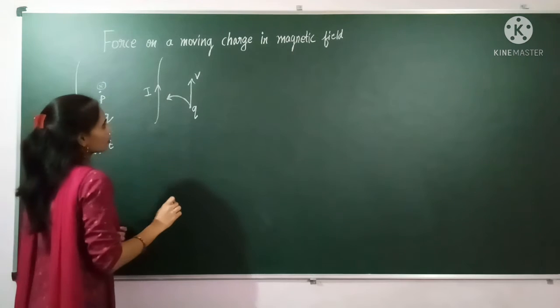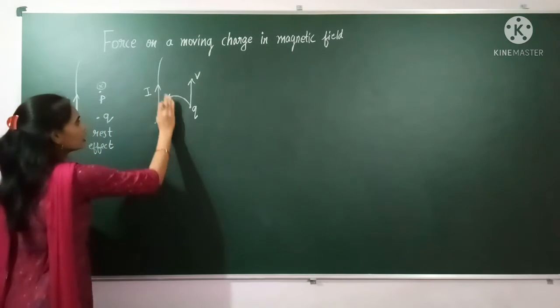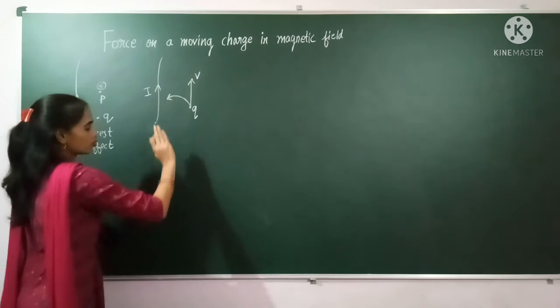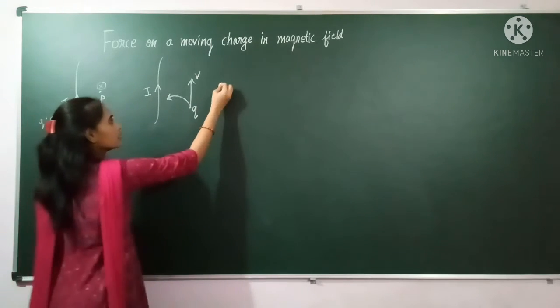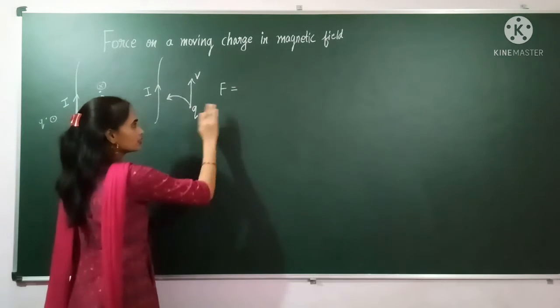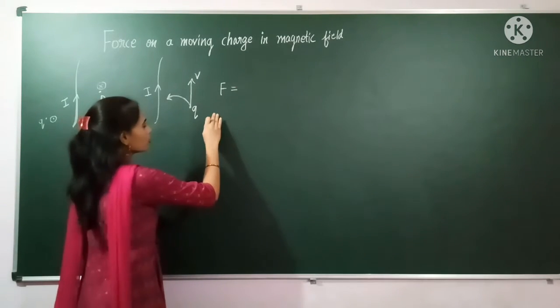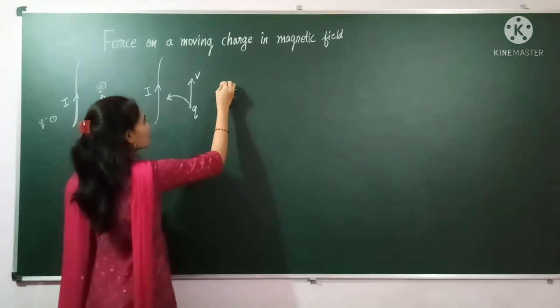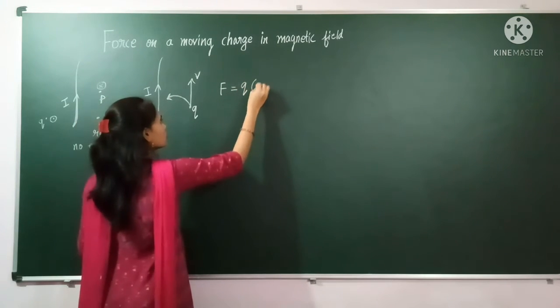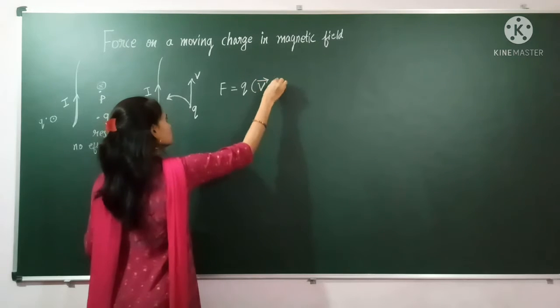So this is the second observation: here in this region the magnetic field is applying some force. Next, the question arises: how much force is applied and what is its direction? This thing we are going to study. So our formula is F equals Q of V cross B.